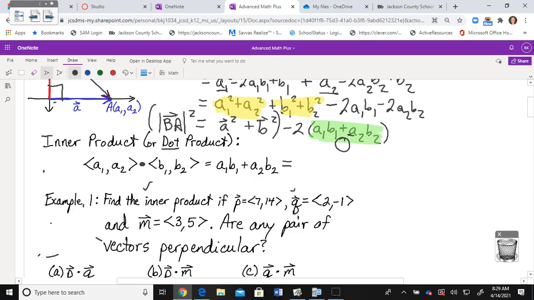And if you get 0, you know that these two vectors are what to each other? Perpendicular. Because they have to be if it's 0, because then the Pythagorean theorem works. If the Pythagorean theorem doesn't work, if you have something besides 0 here, you know that these vectors are not perpendicular. So if the inner product equals 0, they are perpendicular.